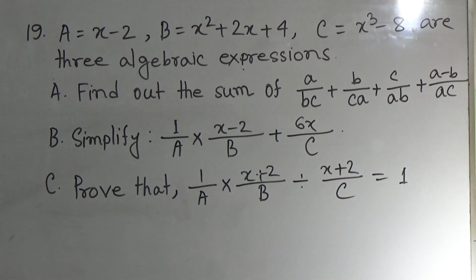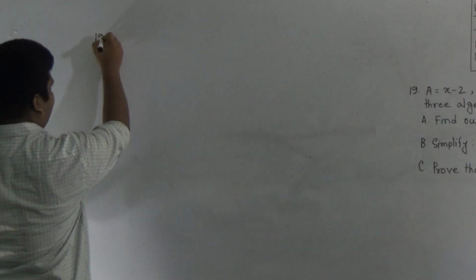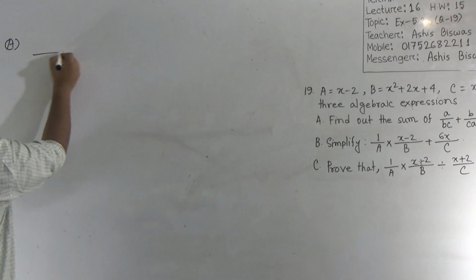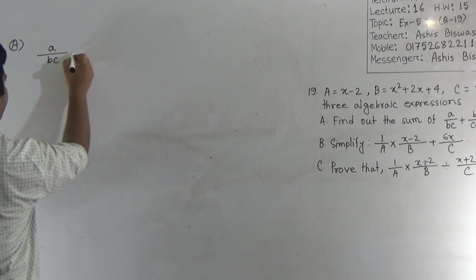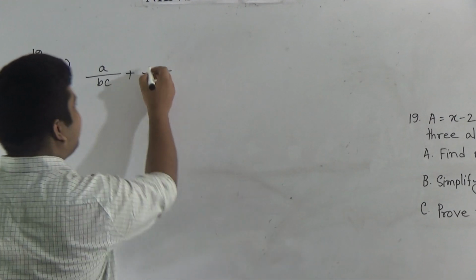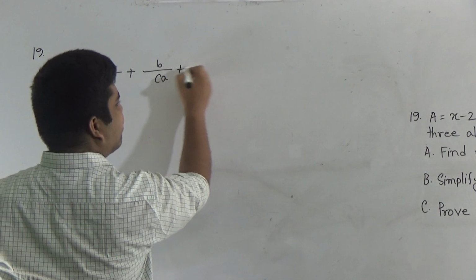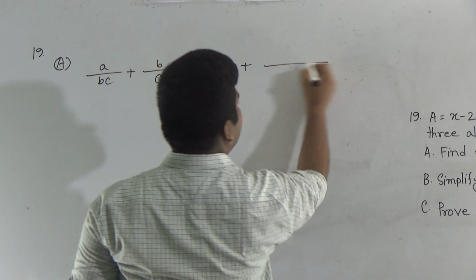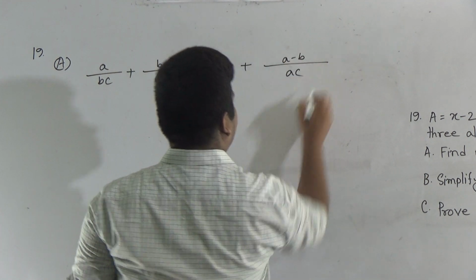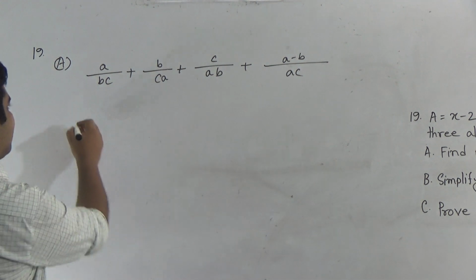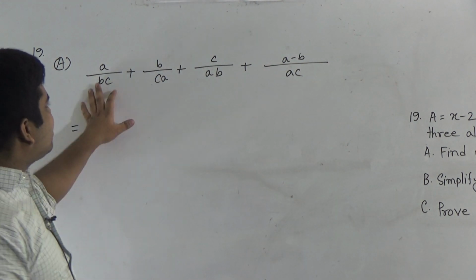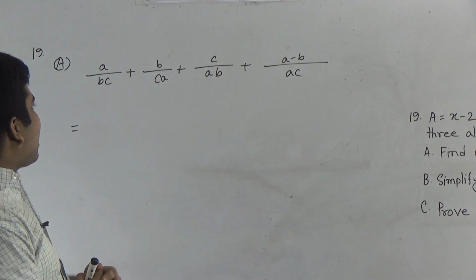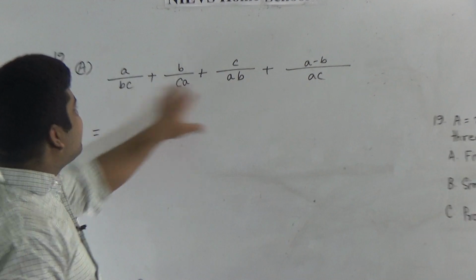Question number a. Here the expression is a by bc plus b by ca plus c by ab plus a minus b by ac. My dear students, notice here the summation of 4 fractions. Summation of 4 fractions. How can we add these fractions?